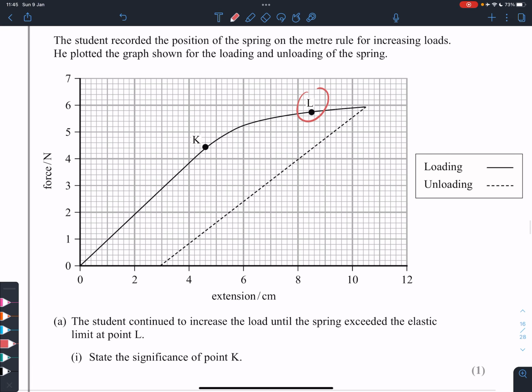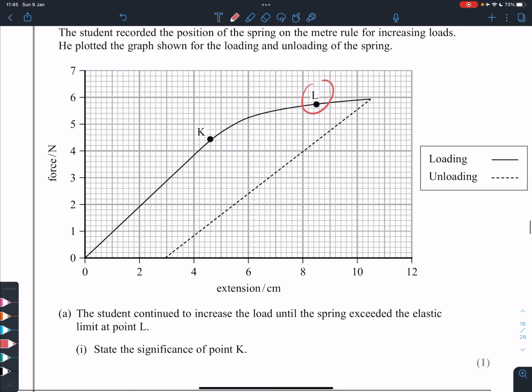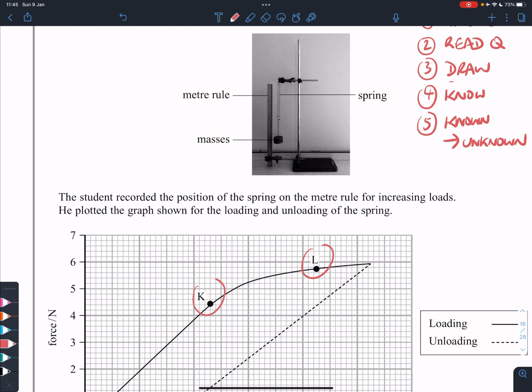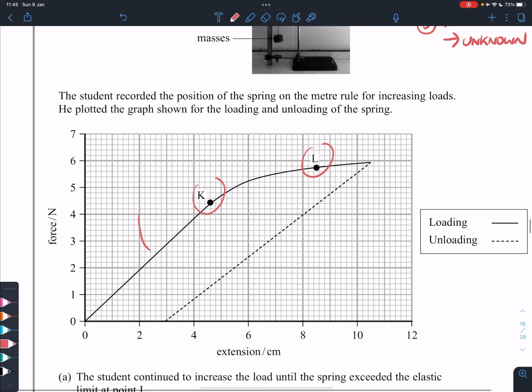State the significance of point K. Well, point K, let's have a look at this then. We don't need to draw any additional stuff on this one, step 3. We can just put some notes onto the diagram. But this is a straight line. So what you're always looking for on this type of question is a straight line part, and a part which is no longer straight, starts to curve.